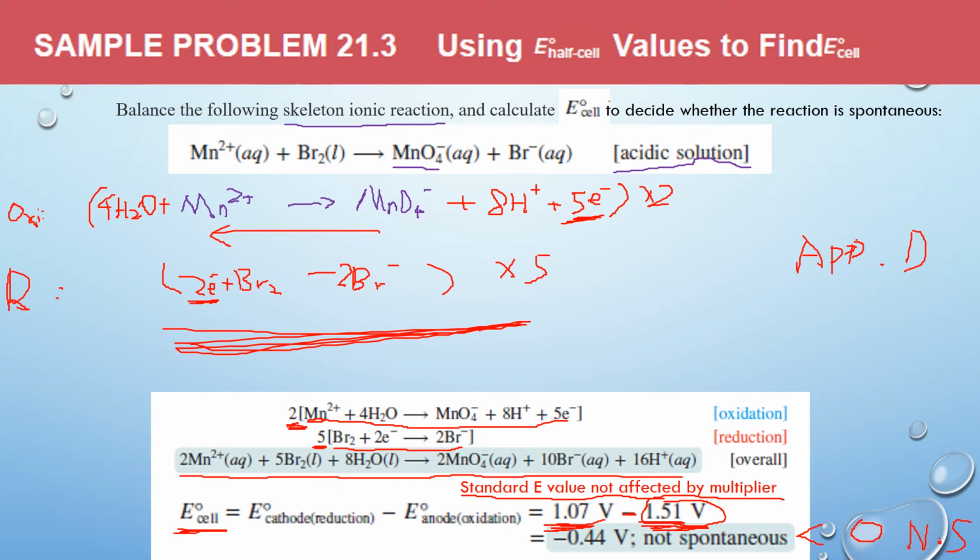The reason is that this standard half cell potential is an intensive property. It does not depend on the amount of the substance, so it has no relationship with the amount of substance. So be careful with that. No matter how you adjust the coefficients for these half reactions, you still use the value provided in Appendix B.